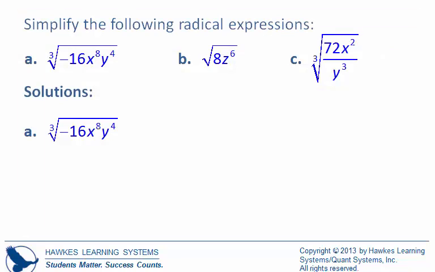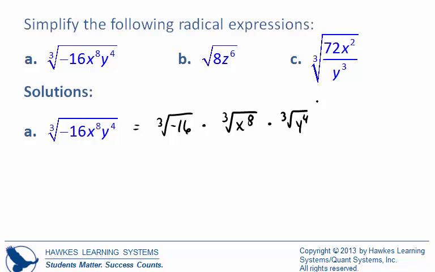So we have 3 radical expressions that we want to simplify. We're beginning with the cubed root of -16 x to the 8th y to the 4th. Let's begin by looking at each part of it separately using our first property. So we're going to break this up and do a cubed root of -16, a cubed root of x to the 8th, and a cubed root of y to the 4th.